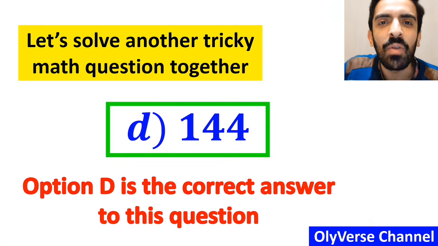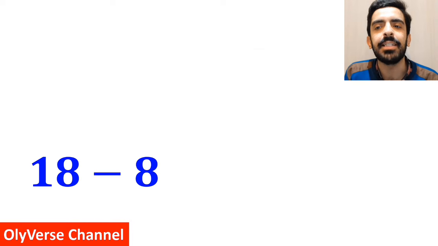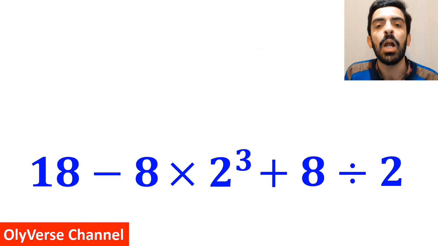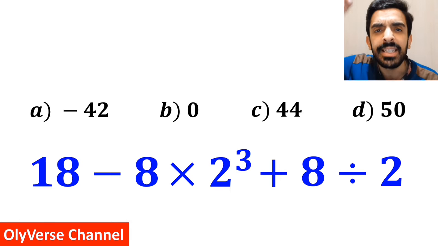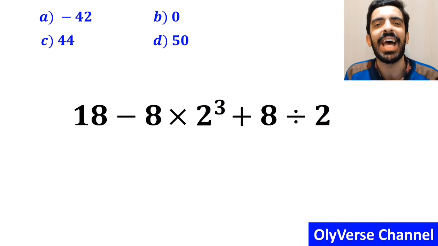Alright, now let's solve another tricky math question together. What is the value of the expression 18 minus 8 times 2 to the power of 3 plus 8 divided by 2? Which option do you think is the correct answer to this question? Let's take a closer look and solve it together.